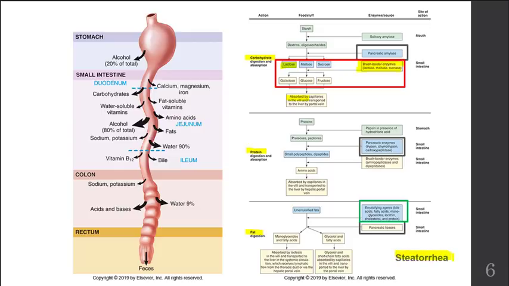And this is pretty easy to identify visually. This is where their stool is very fatty and white in appearance because they're not absorbing the fat, so it moves through their system and it ends up being a larger component than is normal of their feces.